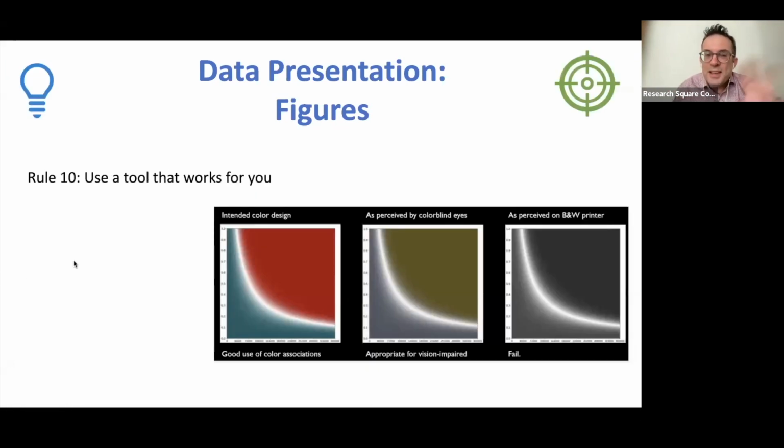Rule number 10, again, use a tool that works for you. Don't be swayed by others into using software that you're not happy with. A tool that works for you will help you to develop a clear brand, will help you to build a reputation as an effective writing and publishing researcher.